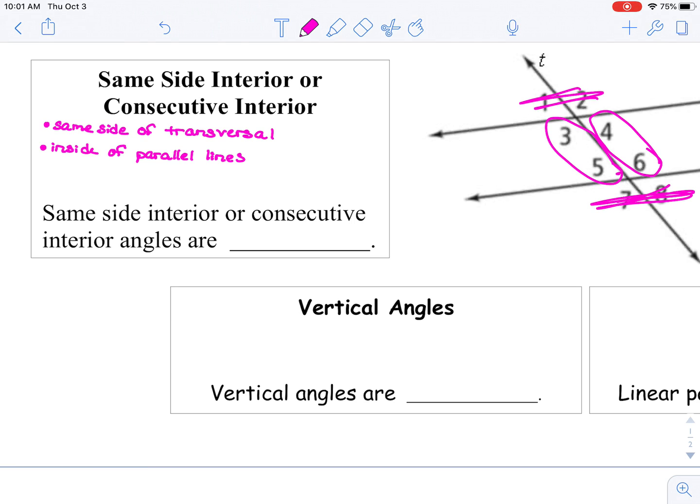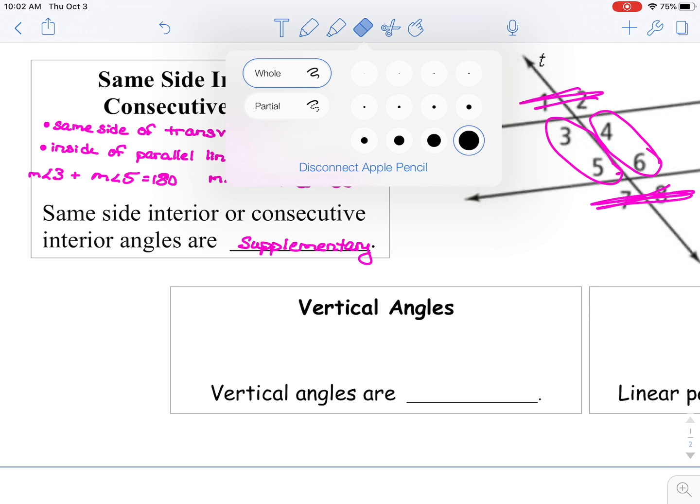These ones are not congruent though. They are supplementary. Meaning, when I add their measures together, the measure of angle 3 plus the measure of angle 5, I'm going to get 180 degrees. When I add the measure of angle 4 with the measure of angle 6, I'm going to get 180 degrees because they are supplementary.